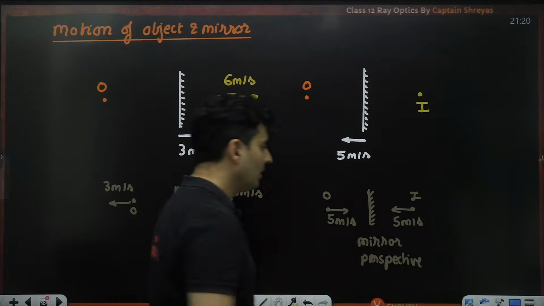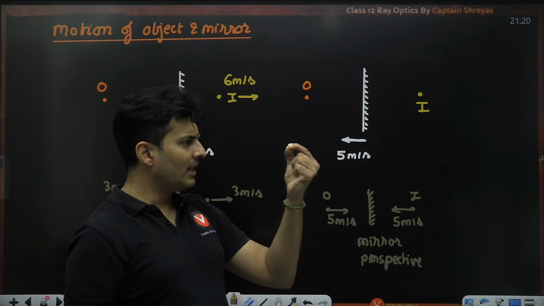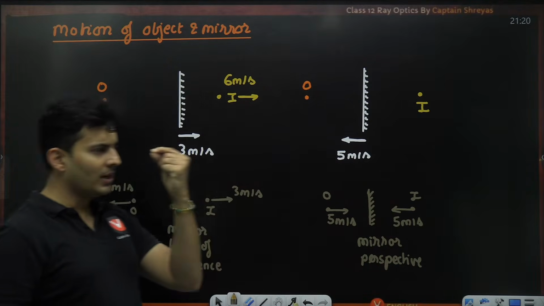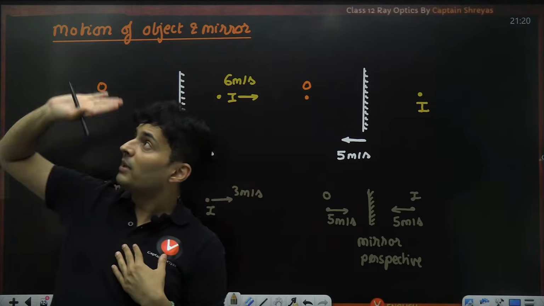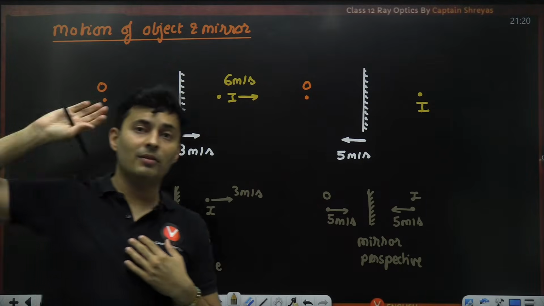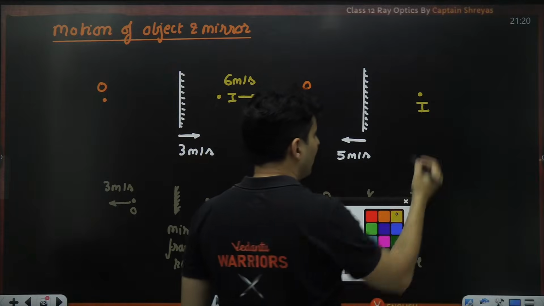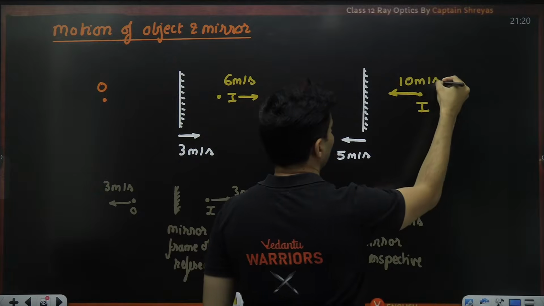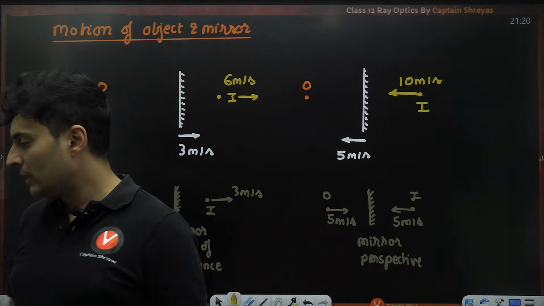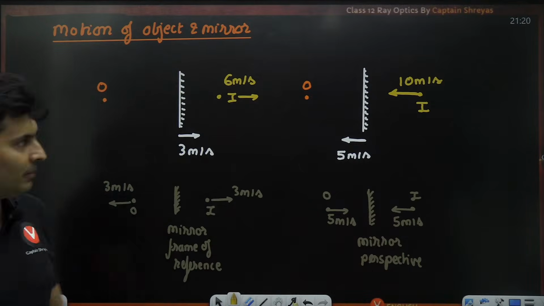So now think, for the mirror, the image is coming like this, but the mirror itself is going at 5. Mirror is going at 5 and for the mirror, the image is further moving at 5. So the speed will double up and it will become how much? Obviously, 10 meters per second. Clear now, everyone? Yep, perfect.